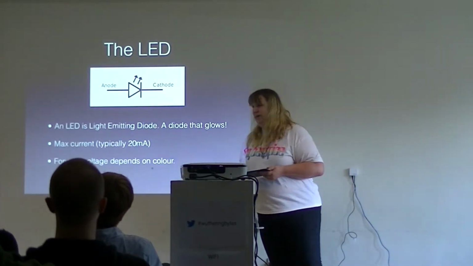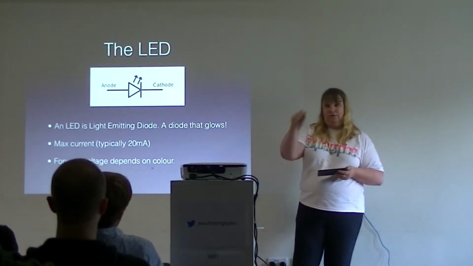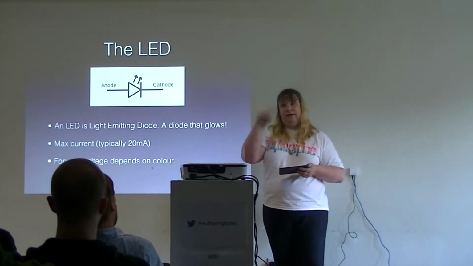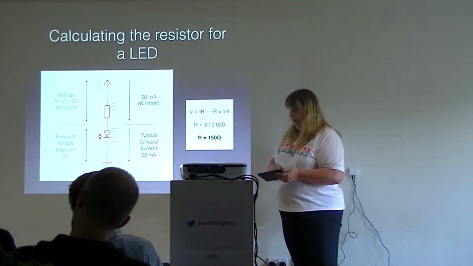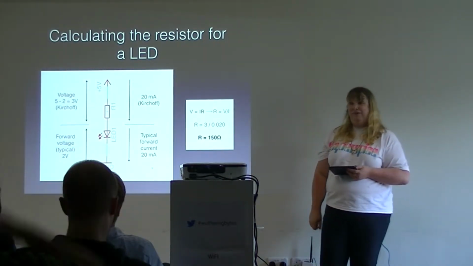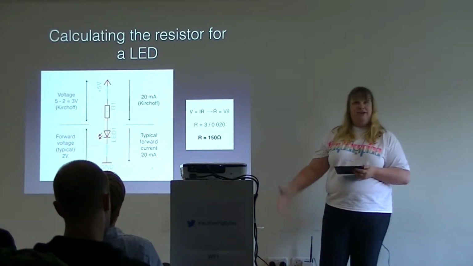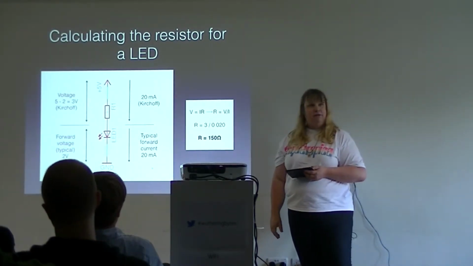Max current is about 20 milliamps. You can find these: go to RS or Farnell's and look at your 5mm red LED and it will list it. And why do you need these? Because you can't just wire an LED up to a battery and have it light up. You need to put a resistor in there to reduce the current.